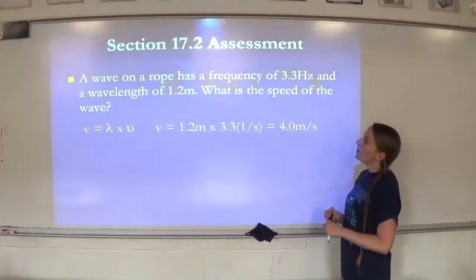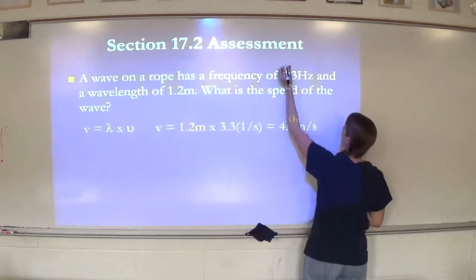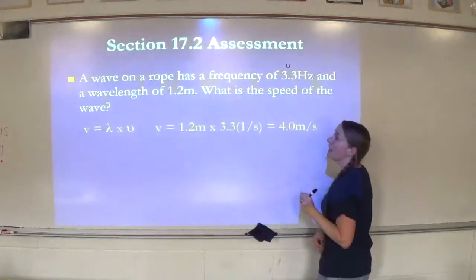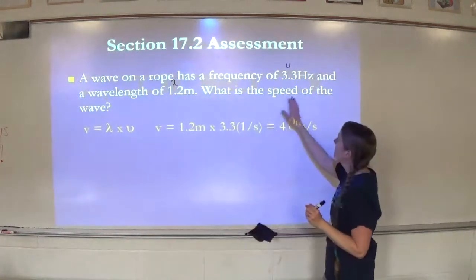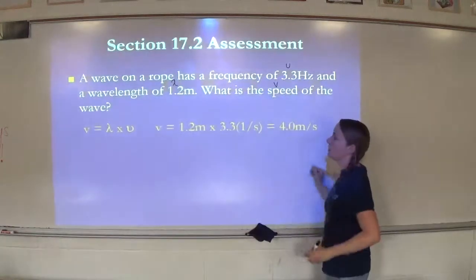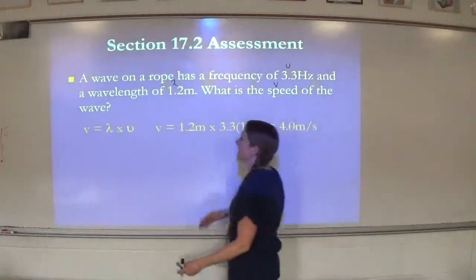So a wave on a rope has a frequency of 3.3 hertz. So there's my frequency. And a wavelength of 1.2 meters. So there's my wavelength. What is the speed of the wave? So I know I have my answer right here. Let's just look at it together.